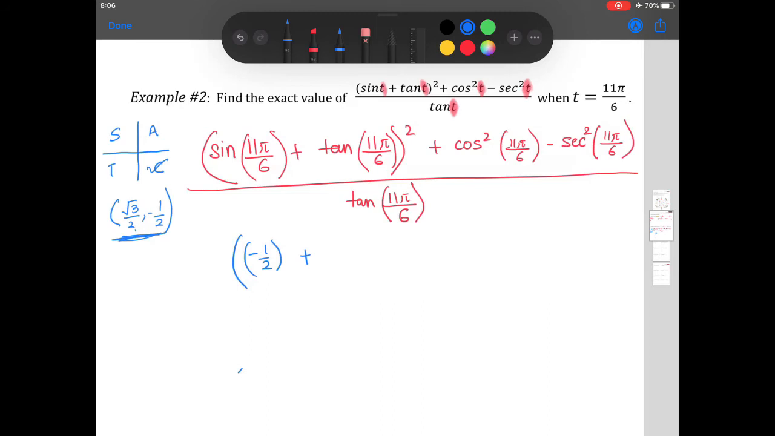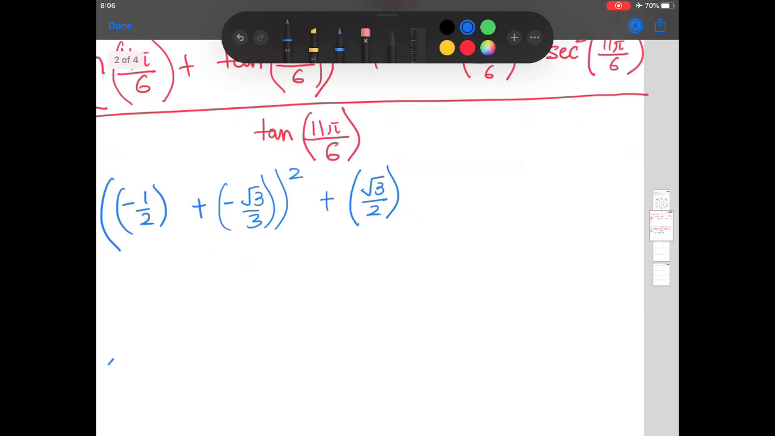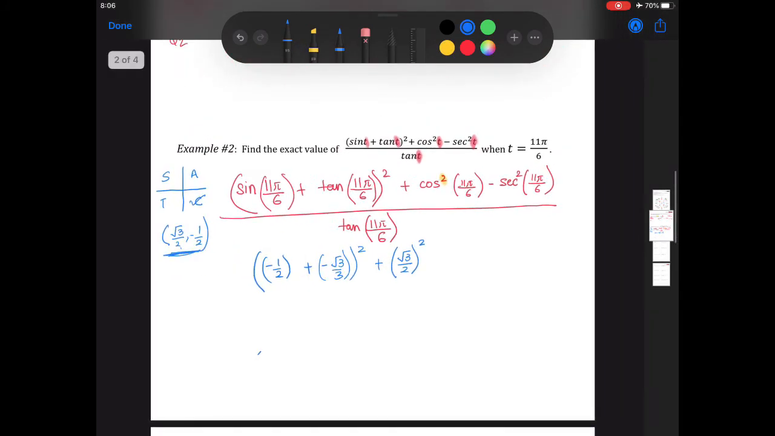Just going to put this in parentheses, plus tangent 11 pi over 6 is going to be negative rad 3 over 3, and this is all squared, plus cosine of 11 pi over 6 is rad 3 over 2. Remember, this square that's up here means that I'm going to take the value for cosine of 11 pi over 6 and then square it. So that's what I'm going to do, square it.